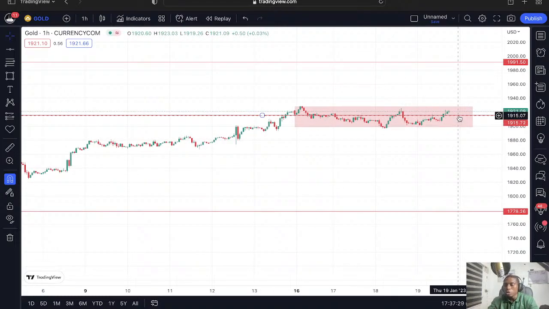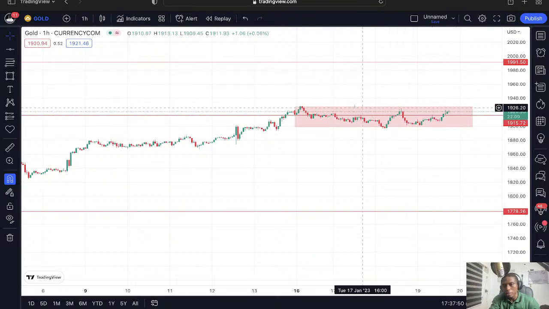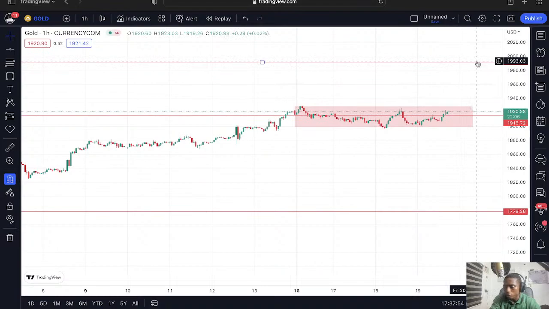Now the interesting thing I want you to know is that when price leans consistently on a particular level, okay, there is a higher chance that price would break out in the direction where price is leaning onto. So you can see how price is leaning upward here. So there is a higher chance that price will break out upward.